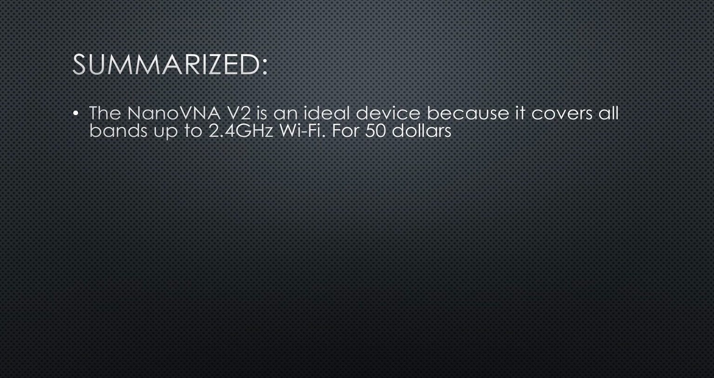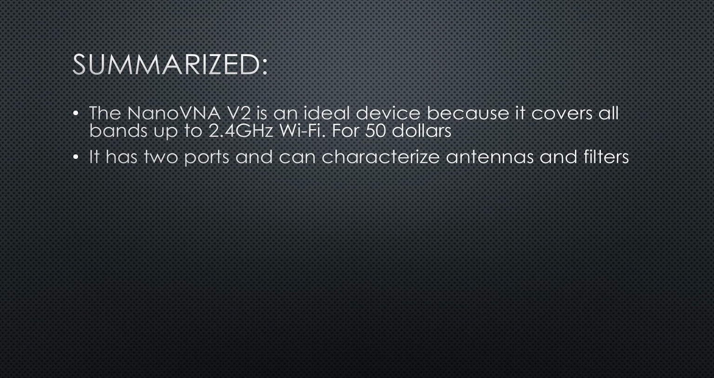The NanoVNA V2 is an ideal device because it covers all ham bands, the 433 and 868/915 MHz ISM bands and the 2.4 GHz Wi-Fi. All we need for $50. It has 2 ports and therefore can characterize antennas and filters.